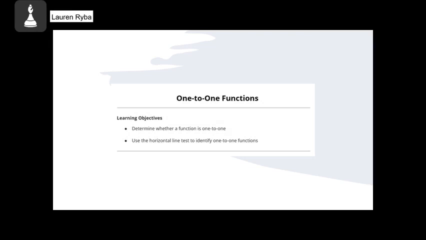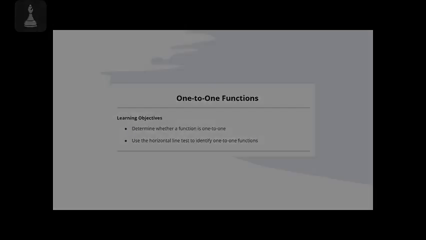The next thing we're going to talk about is if we have a one-to-one function, and for this we use the horizontal line test. A function is one-to-one when we have a relation where each y has only one x value. So now we're looking at the other way.